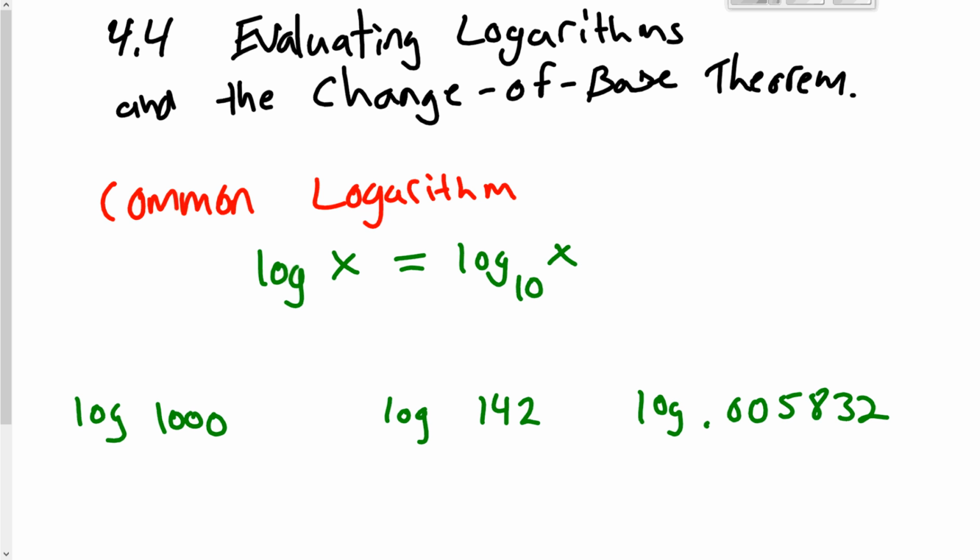Section 4 of chapter 4 is about evaluating logarithms and using the change of base. So first we're going to talk about the common log. The common log, that's the button on your calculator. That is log with base 10. So you have base 10.